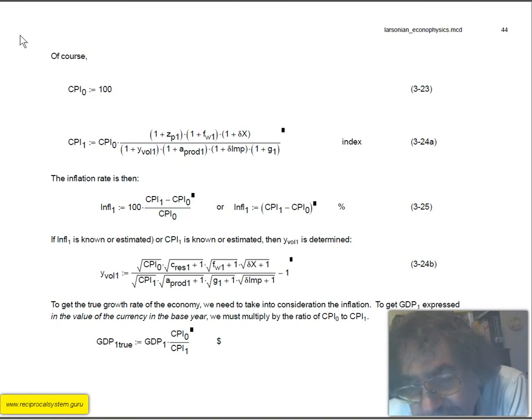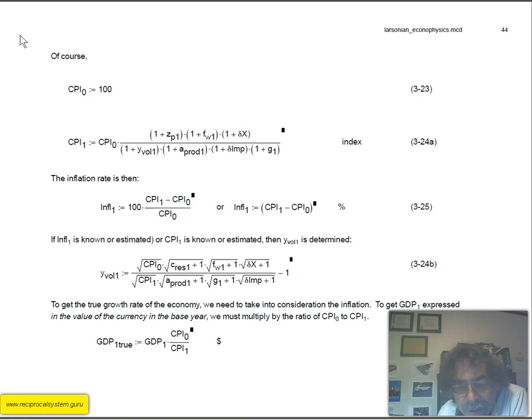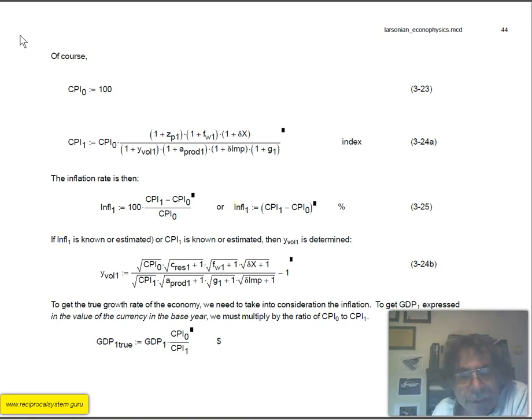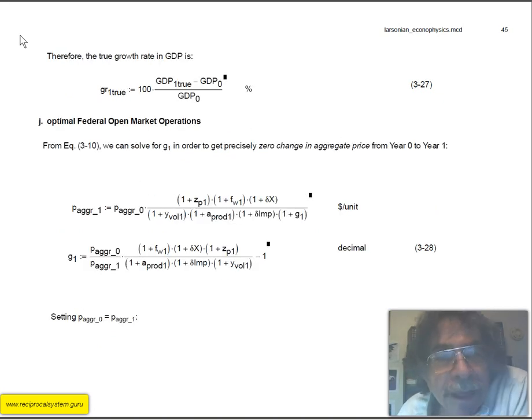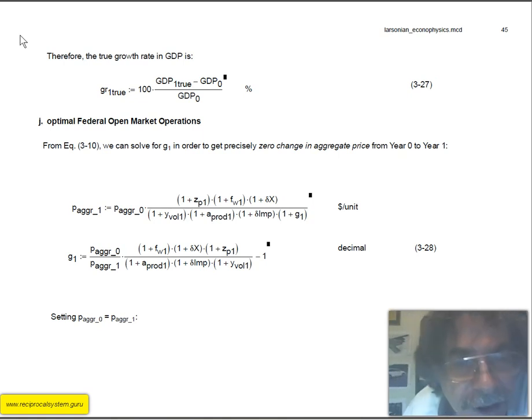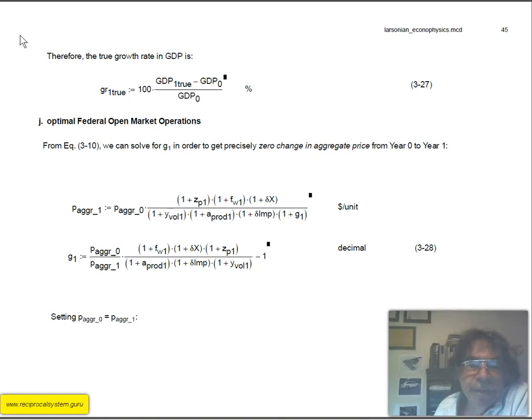So, this is important. GDP sub 1 true is equal to GDP sub 1, the nominal value, times the ratio of CPI sub 0 divided by CPI 1. So, if CPI 1 is greater than CPI 0, you can see that the true value of GDP is less than it would be otherwise. So, therefore, the true growth rate in GDP is GR sub 1 true equals 100 times GDP sub 1 true minus GDP 0 divided by GDP 0, and that's percent.